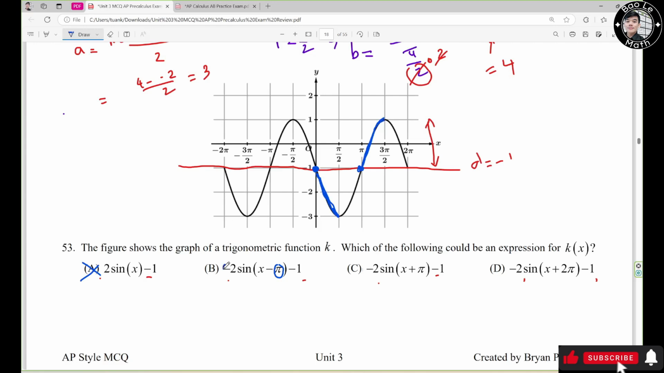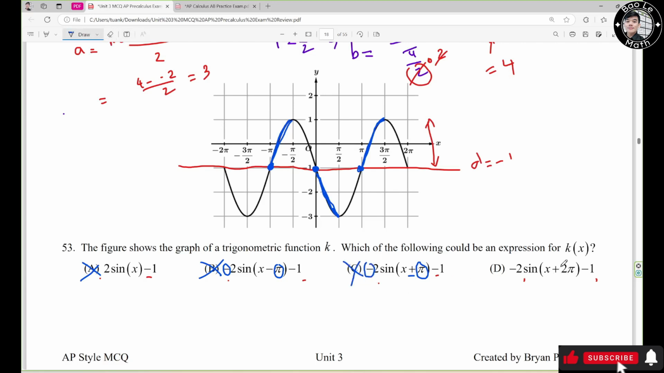But there's a negative sign right here, so this one is wrong, right? Now, if you start from negative pi, which means you shift pi units to the left, because of the plus sign right here, it's going to be right here. So you start from here and then you go up first, right? If you go up, there shouldn't be a negative sign in front of A, but there is a negative sign in front of A, so this is wrong, right?